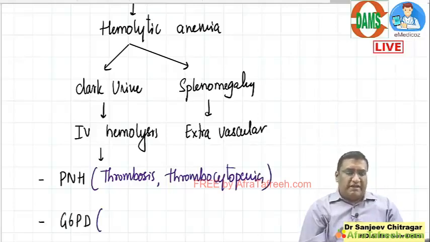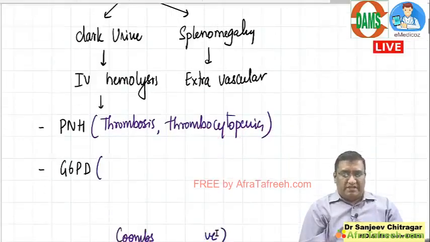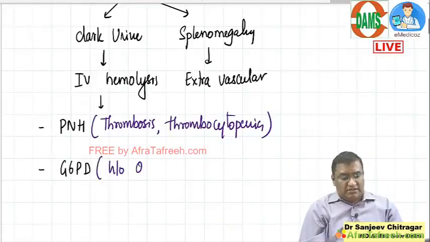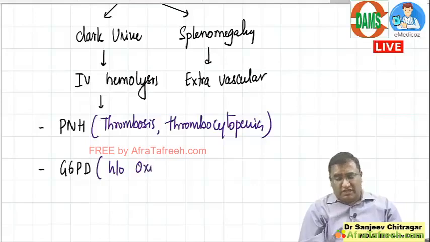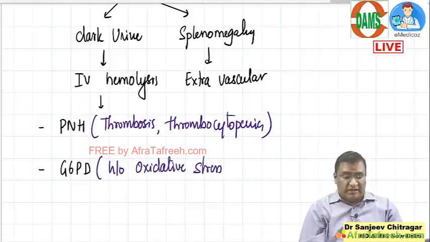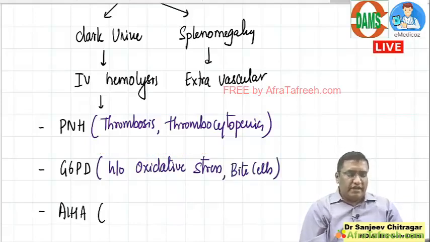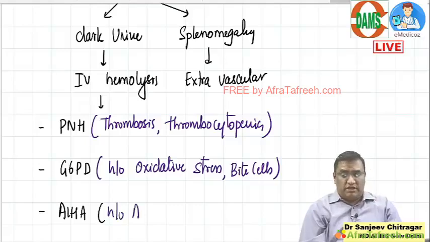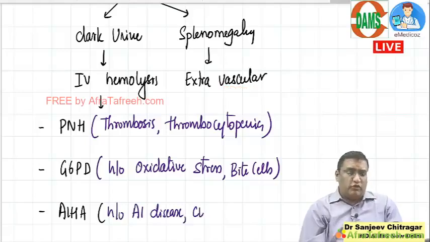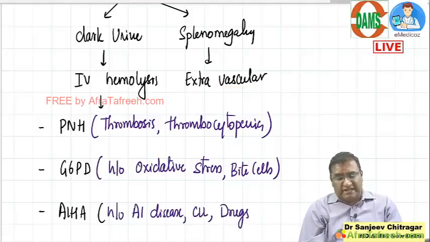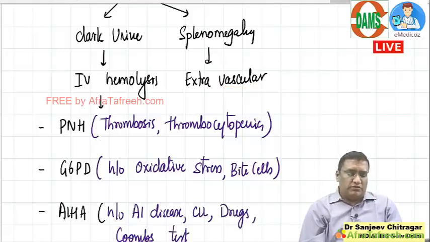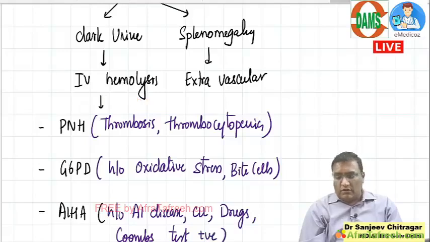Then G6PD deficiency anemia can also present with intravascular hemolysis. A history of oxidative stress will be given to you, and bite cells can also be seen. That will be the keyword there. Then AIHA can also cause intravascular hemolysis. For AIHA, a history of autoimmune diseases, lymphoma like CLL, or drugs will be given, or the Coombs test will be positive, or spherocytes will be given.